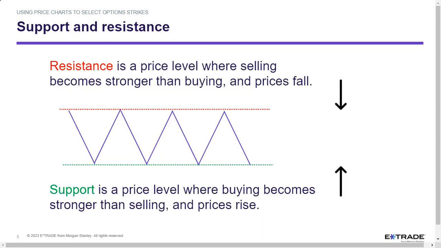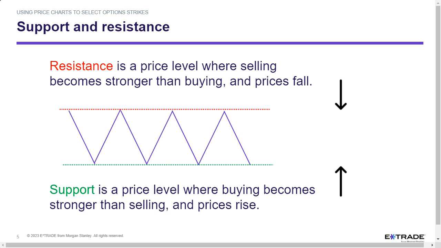All right? So what is support and resistance? When we look at a chart, we want to understand what is happening with the price behavior. And key levels that we want to try to identify are what we call support and resistance. You could think of them as the floor and the ceiling. Resistance is any price level that you're able to identify where the selling pressure becomes stronger than the buying pressure, and we see that the prices reverse and start to fall.